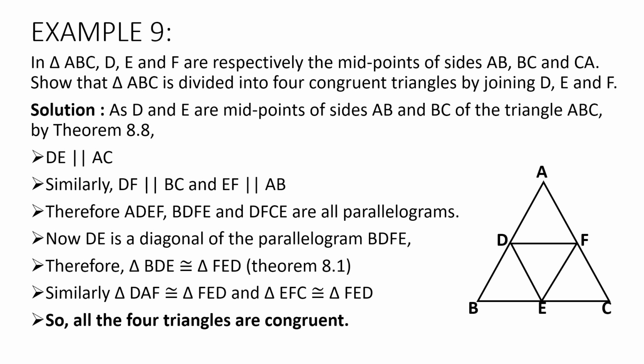Now we already have D and E. They are the midpoints of AB and BC of triangle ABC. So just by Theorem 8.8, for the third side, DE will be parallel to AC. Similarly, DF will be parallel to BC and EF will be parallel to AB. Therefore, we have ADEF, BDFE and DFCE, all of them parallelograms.